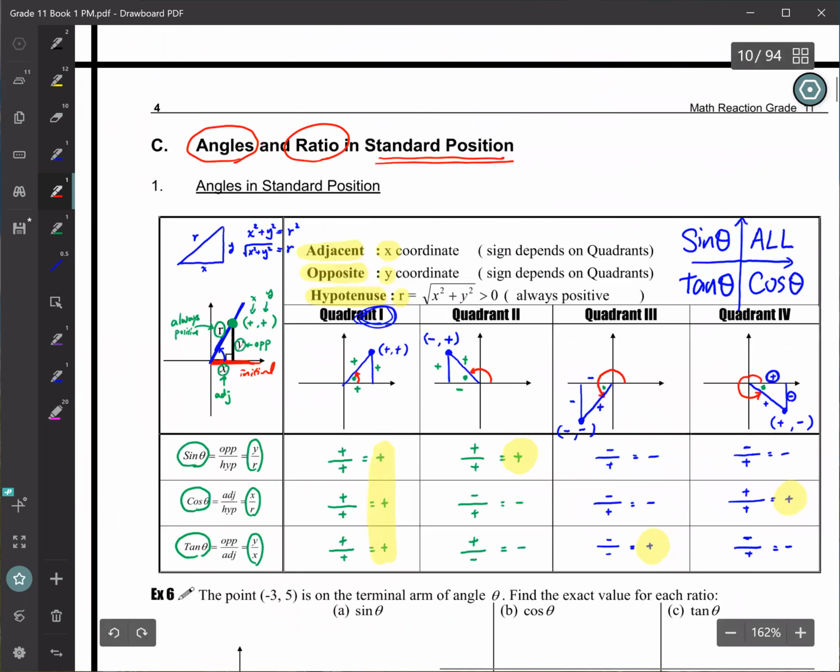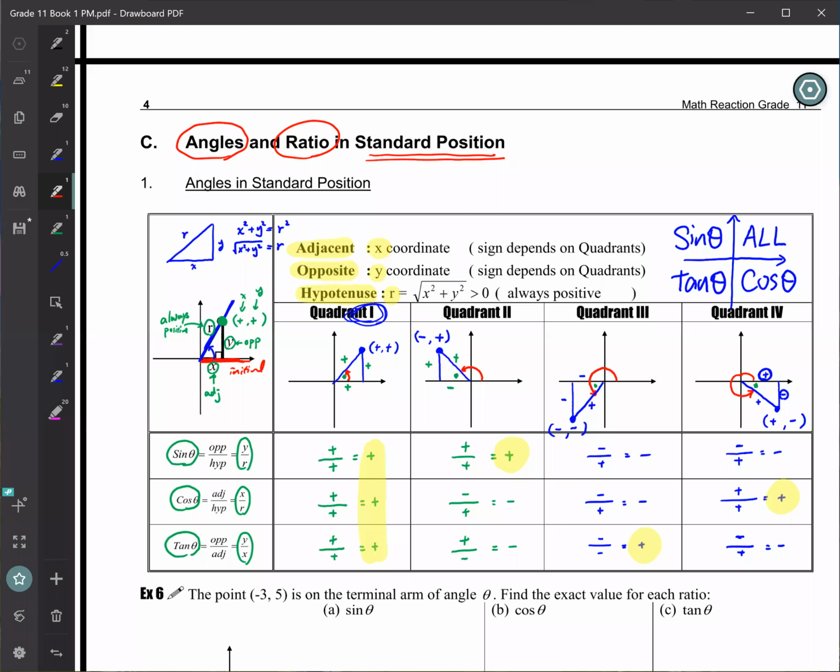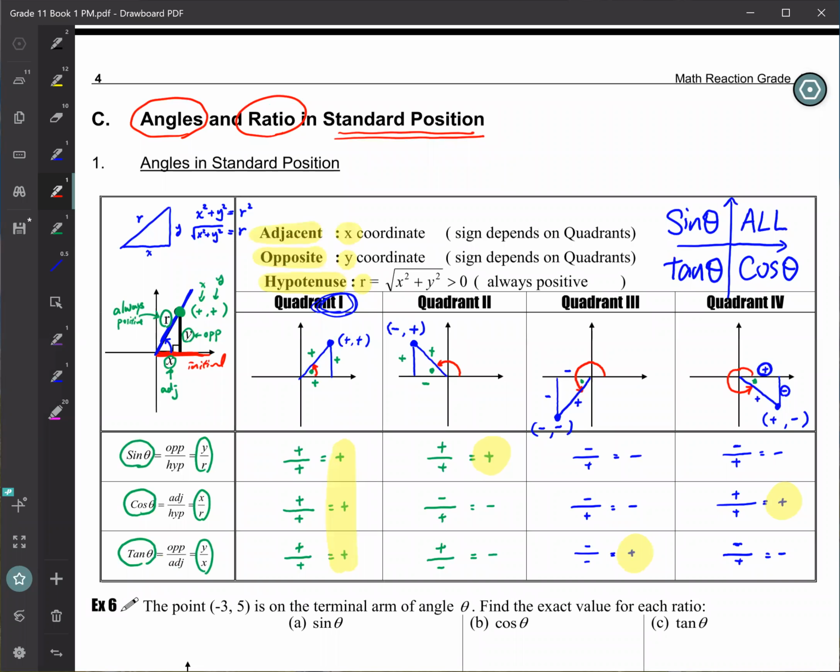Standard position means you need to use the x and y axis. So when the angles are placed on the axis, it's possible for the ratios to have different signs. Could be positive, could be negative, okay? From making this sign chart here, we came up with this conclusion, the one I put in the red circle. Quadrant one is all. All means all positive. Quadrant two says sine, so only sine is positive. The rest of them will be negative, okay? And so on, the same for tangent and cosine.